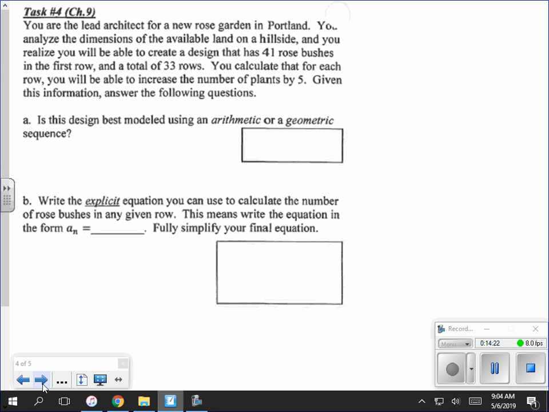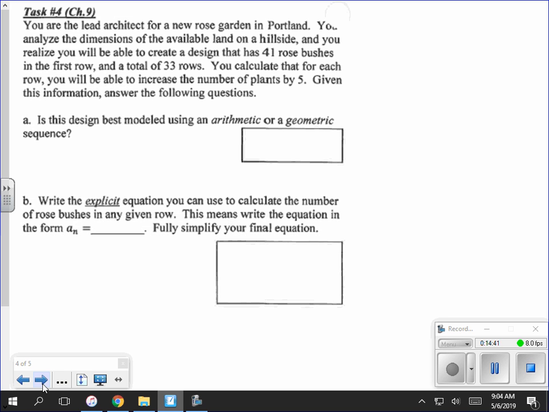And then this ought to look familiar. You are the lead architect for a new rose garden in Portland. You analyze the dimensions of available land on the hillside, and you realize you'll be able to create a design that has 41 rose bushes in the first row, a total of 33 rows. You calculate that for each row, you'll be able to increase the number of plants by 5. Given this information, answer the following questions.